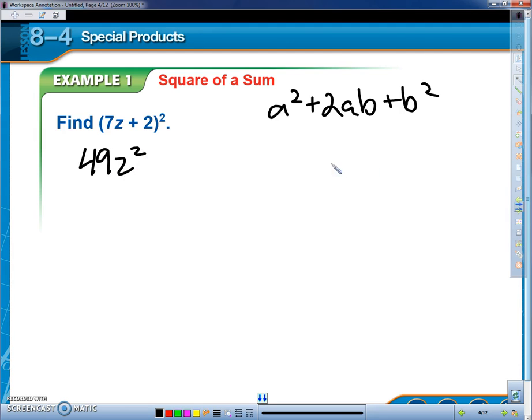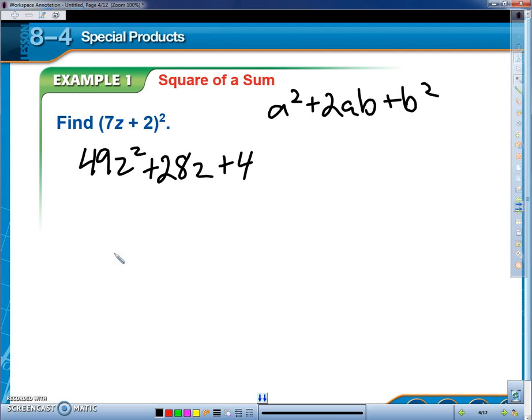49z squared. Now it's going to be twice a and b. So 7z times 2 is 14z. Double that, and it's going to be plus 28z. And then the last part is b squared. 2 squared is going to be plus 4.